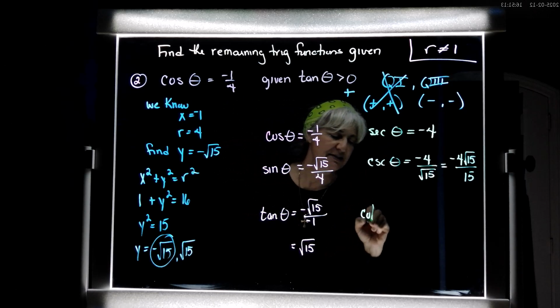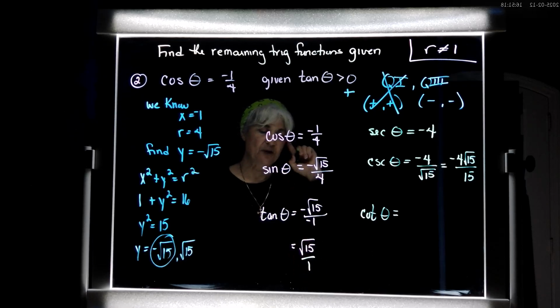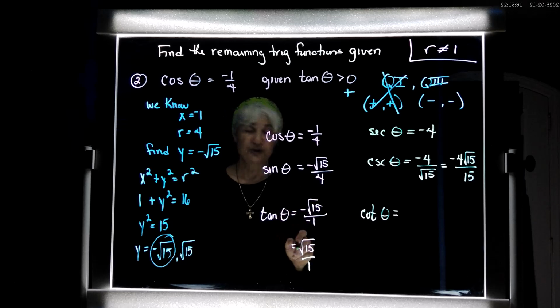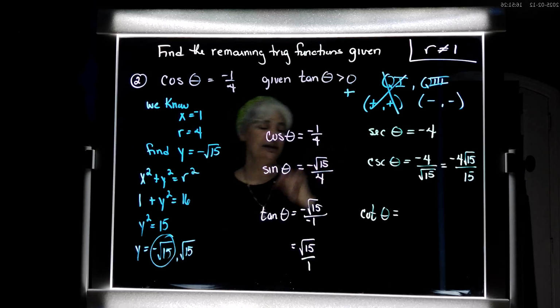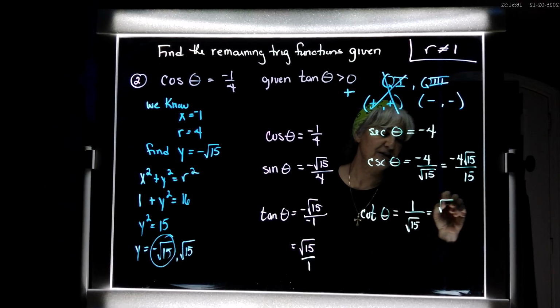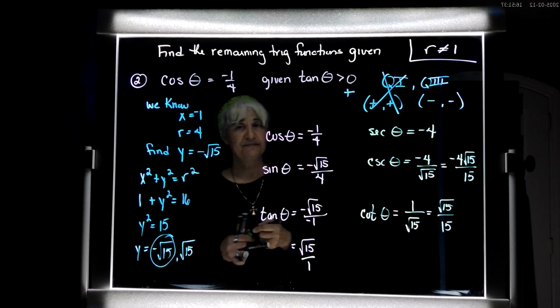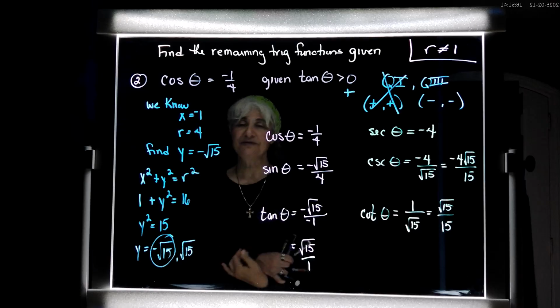And last but not least, cotangent. Oh, that's over 1, isn't it? By the way, tangent was supposed to be positive, yes? Wasn't this a positive answer? Woohoo! Loving it. Okay. 1 over square root of 15. And again, rationalize it. You know what to do. Good? Excellent. Got another example coming your way, so stay tuned.